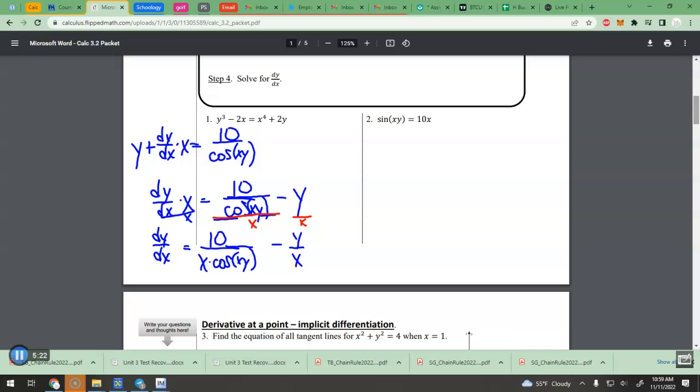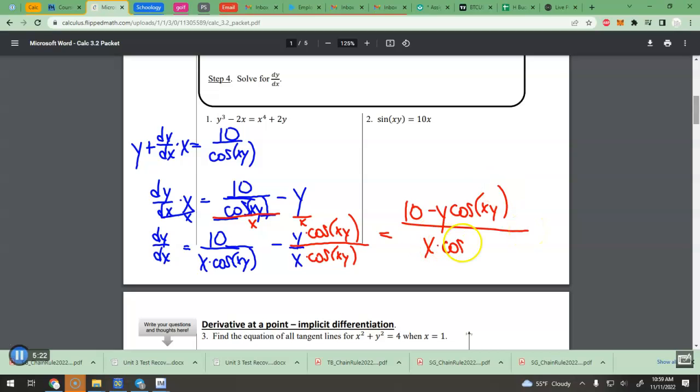They might go a step further and say, well, I need you to common denominator. So if I've got an x in both denominators, what do I need over here to have the same denominator? I need the cosine of xy. When I write it on the bottom, I better write it on top also. If I combine the tops, I'll have 10 minus y times cosine of xy over x times cosine of xy. Which is the same answer I had. There's multiple answers. That's one of the things that frustrates students.